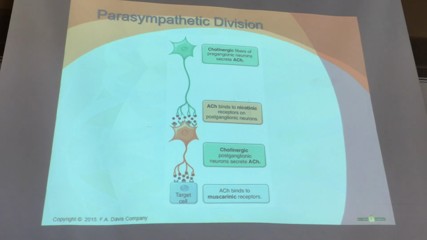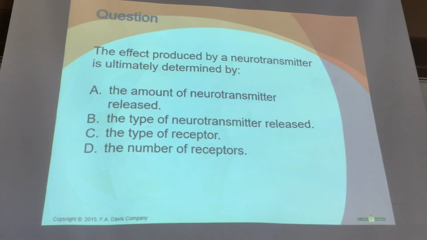So the parasympathetic division, these two slides kind of show you how this applies to the different divisions, but what I want you to know is that the two neurotransmitters are norepinephrine and acetylcholine, what fibers those associate with, and which receptors will make it excitatory and which receptor will make it inhibitory or variable. Got it? Cool. All right. The effect produced by neurotransmitters is ultimately determined by? You got it. Type of receptor.